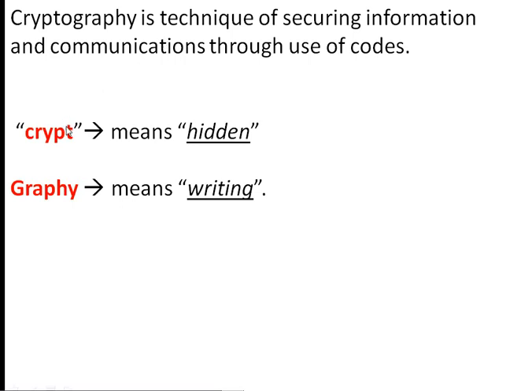So what do we mean by cryptography? The prefix crypt means hidden, and the suffix graphy means what? Writing. Hidden script writing is called cryptography. Cryptography is a technique of securing information and communications through the use of codes.